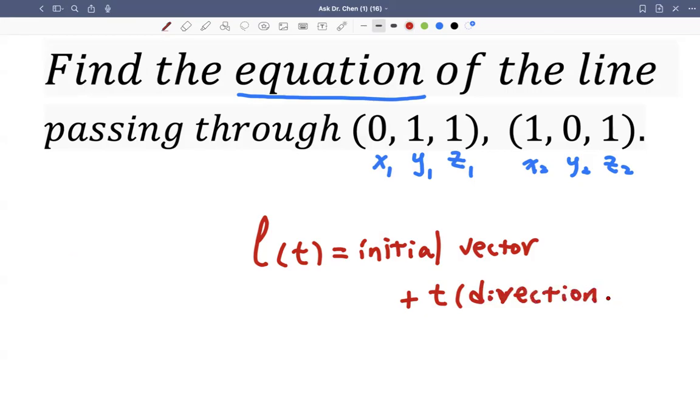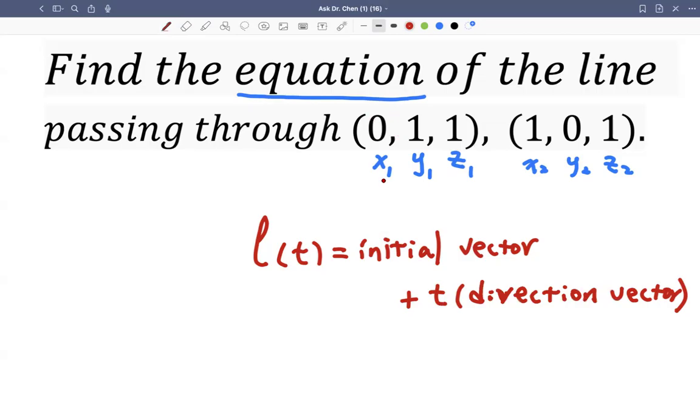So we need 2 vectors: the initial vector and the direction vector. The initial vector, we can think of as a point, and when we connect it from the origin, that's a vector, the initial vector. Then t is a variable, and we need a direction vector that shows it goes in this direction, or the other direction, any direction. So we need those 2 vectors. We're given 2 points here, so we can treat either one as the initial point.